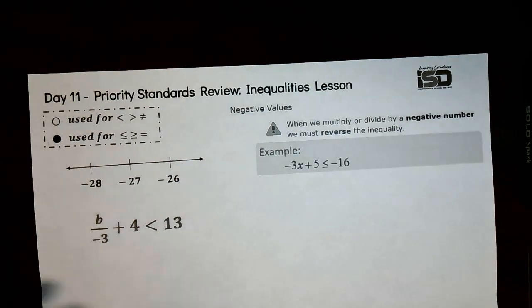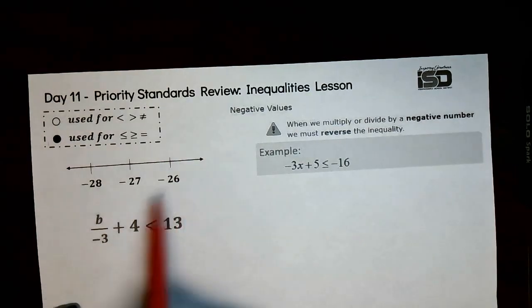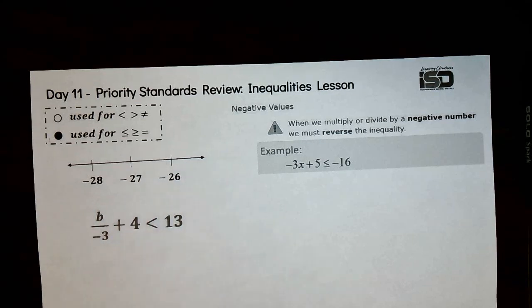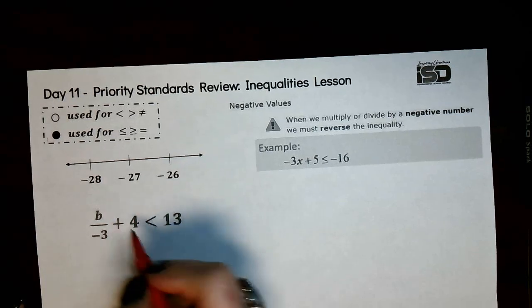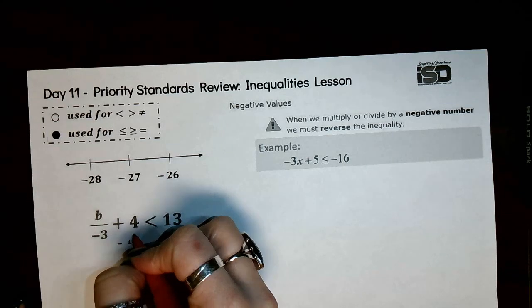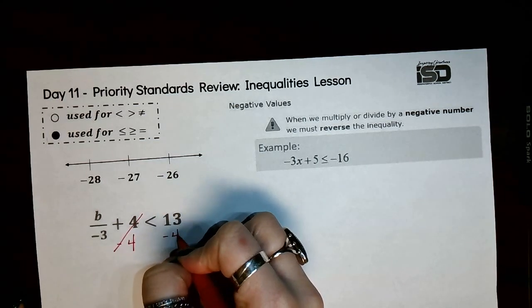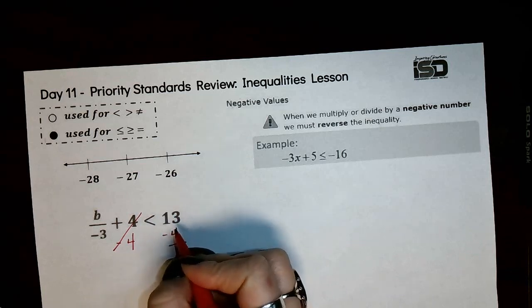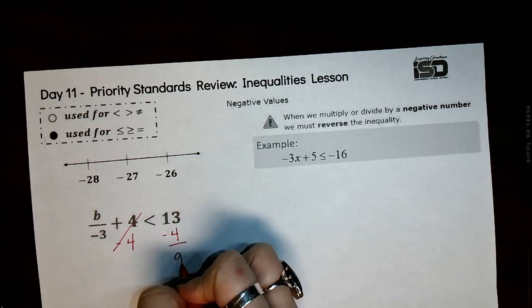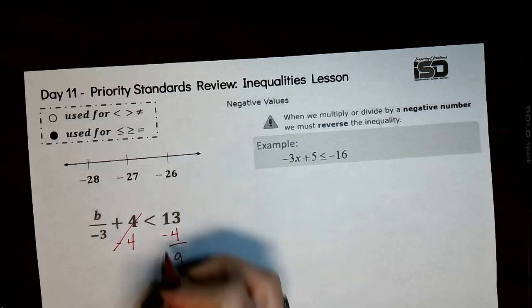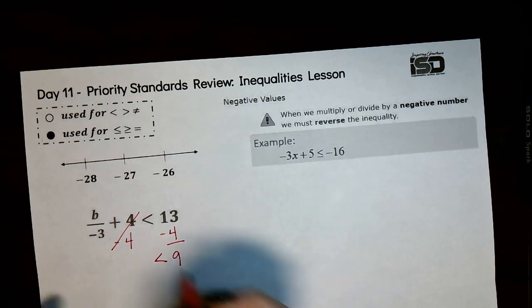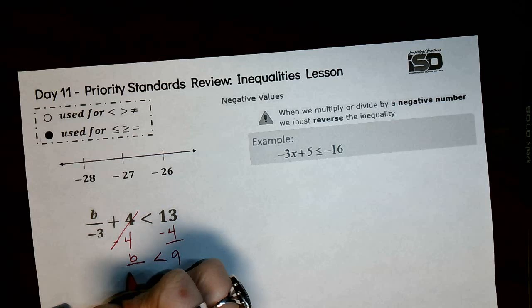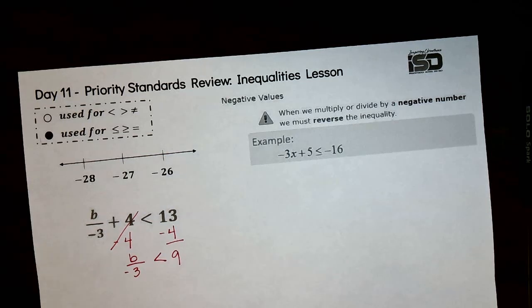Before we actually graph on the number line, we need to go ahead and solve this inequality. Just like solving a two-step equation, remember you need to work on both sides. Our first step is to get rid of this 4, so I'm going to subtract 4 on both sides. Then I bring this down: 13 minus 4, which is 9. Bring down what I haven't used, so that's the inequality sign. And over here, b divided by negative 3.